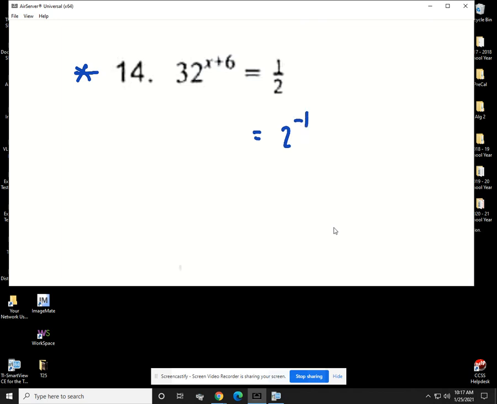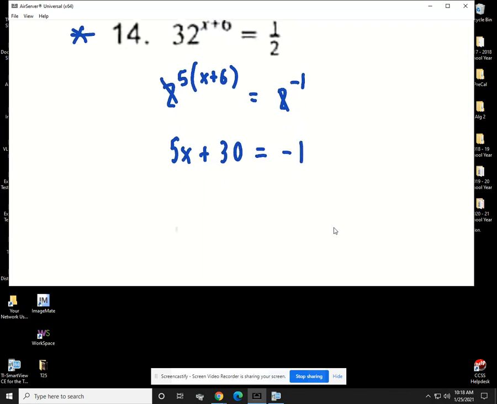Now let's figure out what the left side could be. 2 times 2 is 4, times 2 is 8, times 2 is 16, times 2 is, there it is. It took me how many times? 5. 2 to the 5th gives me that 32. And you already have the x plus 6 up there. So here's what it looks like right now. 2 to the 5th, with that x plus 6 already up there, equals 2 to the negative first. Now the bases are the same. We can cancel them. So what is 5 times x? And what's 5 times positive 6? So 5x plus 30 equals negative 1.